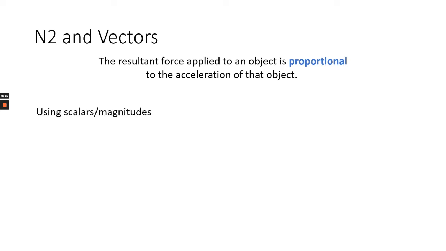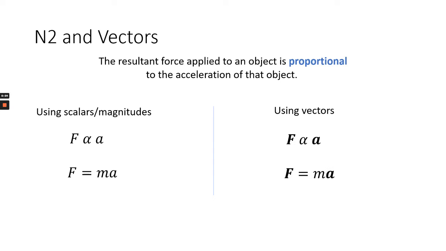The first is that we can use scalars or magnitudes of our force or acceleration. So the force is proportional to acceleration, and F equals ma. In this case, we're putting in the magnitude of the force if we want to calculate the magnitude of the acceleration. The second way is using vectors, where we might say that F equals ma, where I've bolded F and a, and we might write it in our books as F equals ma to represent that we're using vectors.